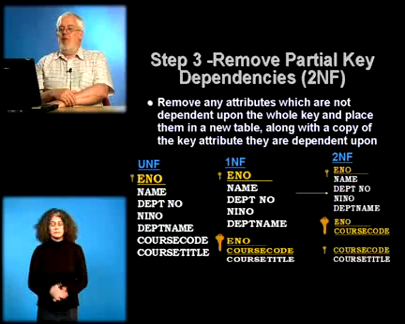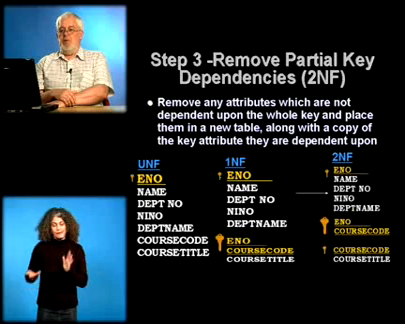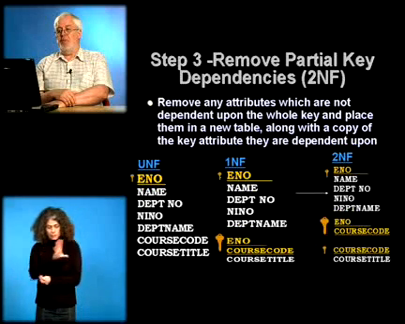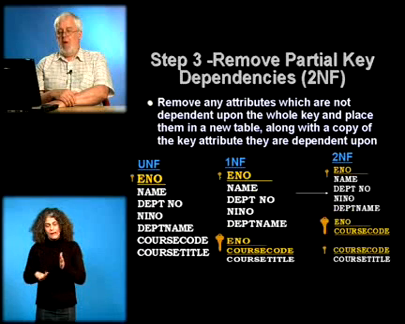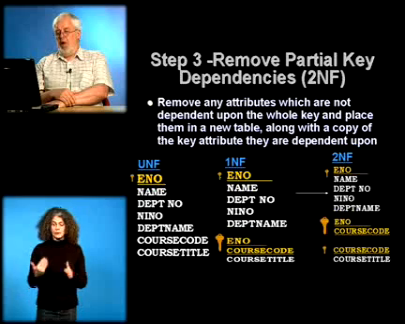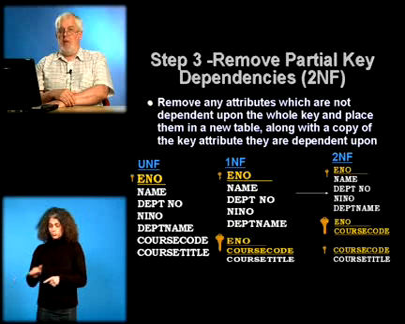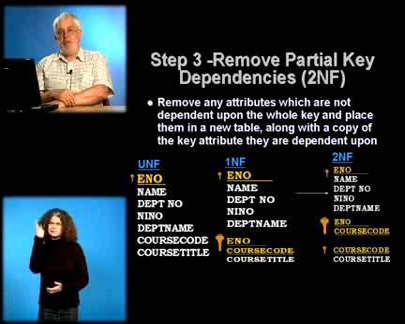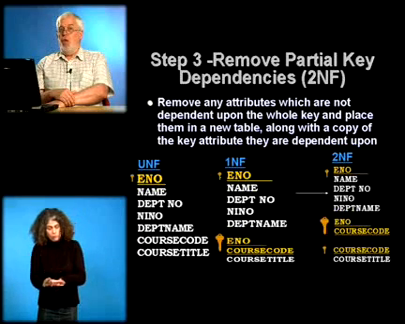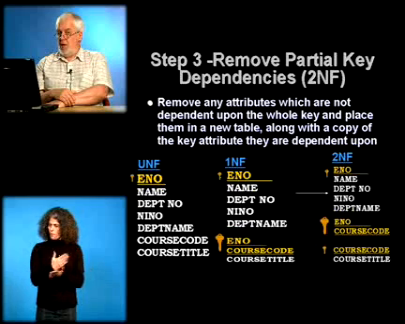In this, we remove any attributes which are not dependent upon the whole key and place them in a new table along with a copy of the key attribute they are dependent on. So in this case, we have employee number, course code and course title. And what we have to do is to ask the question of each attribute in that table, is it dependent upon the whole key or just a partial key?